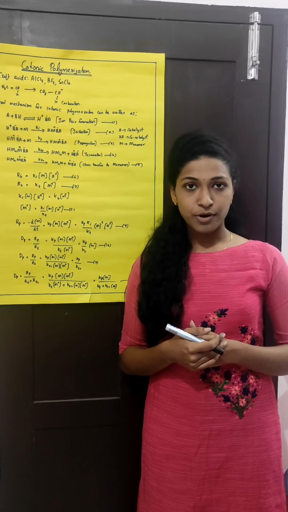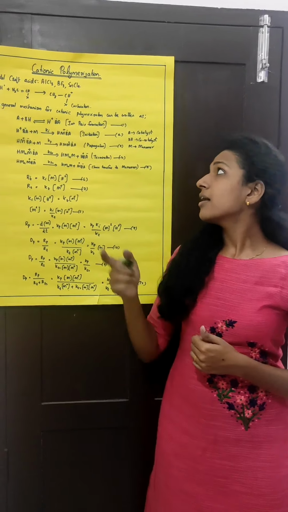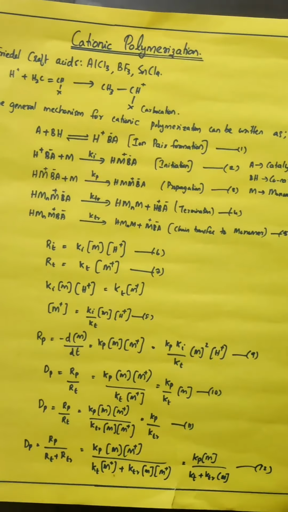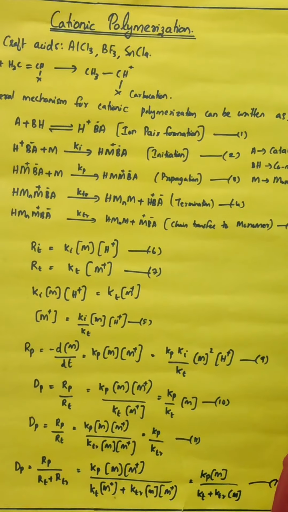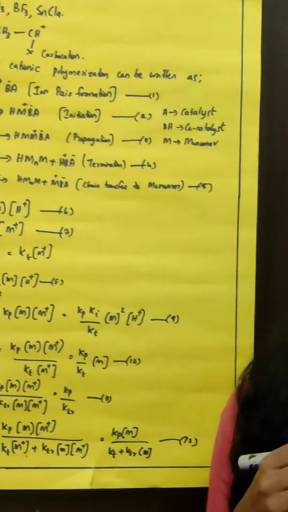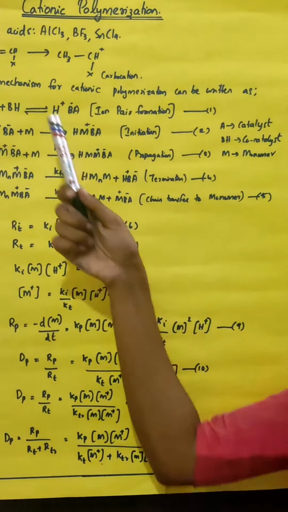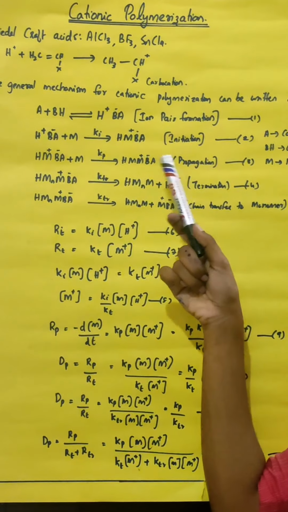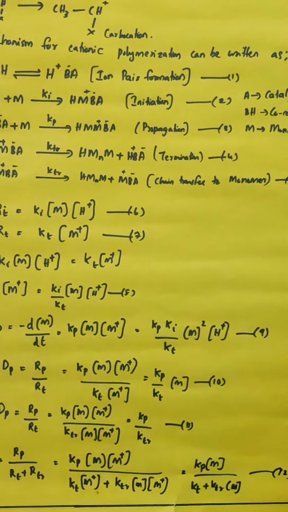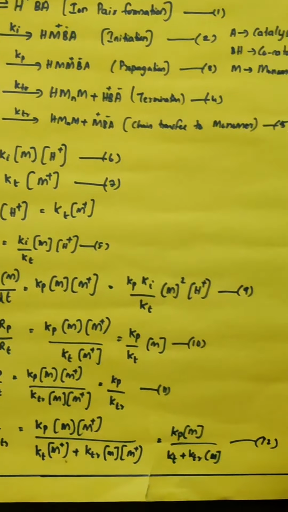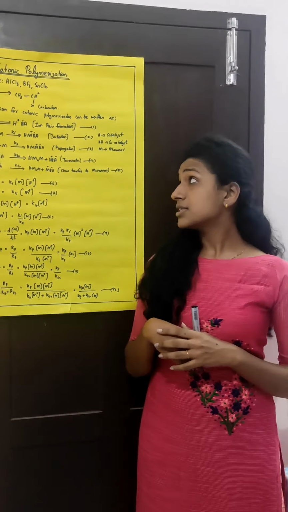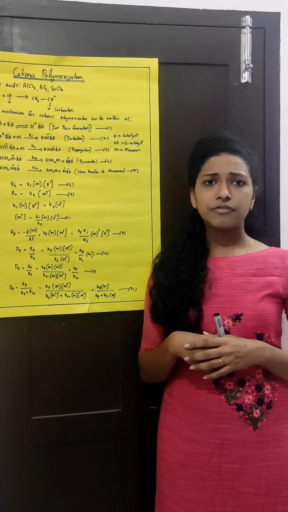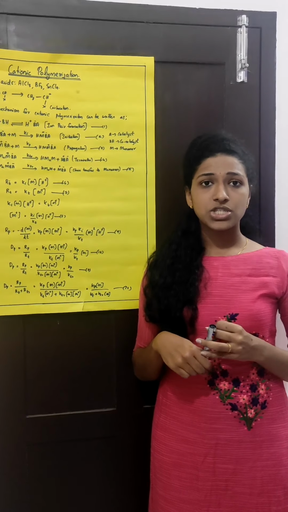So, in cationic polymerization, the catalysts are Friedel-Crafts acids such as aluminium chloride, BF3 and SnCl4, etc. Here is an example. H+ is the catalyst, and it reacts with an olefin to form a carbocation. We know the general mechanism of cationic polymerization can be written as initiation, propagation, termination.